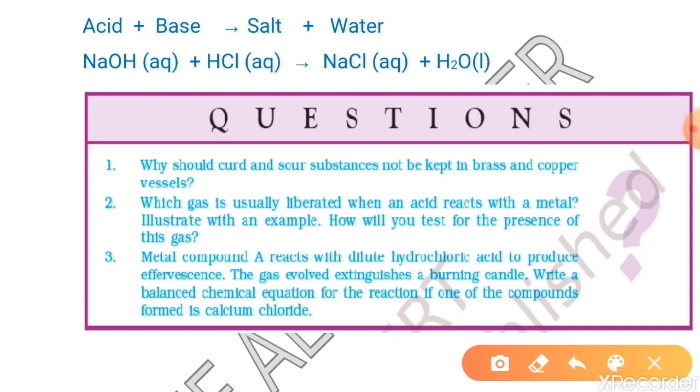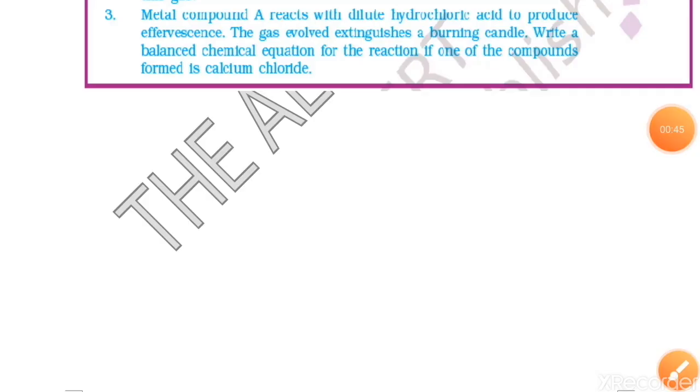Now the third one: metal compound A reacts with dilute hydrochloric acid to produce effervescence. The gas evolved extinguishes a burning candle. Write a balanced chemical equation for the reaction if one of the compounds formed is calcium chloride. Let's try to solve this.